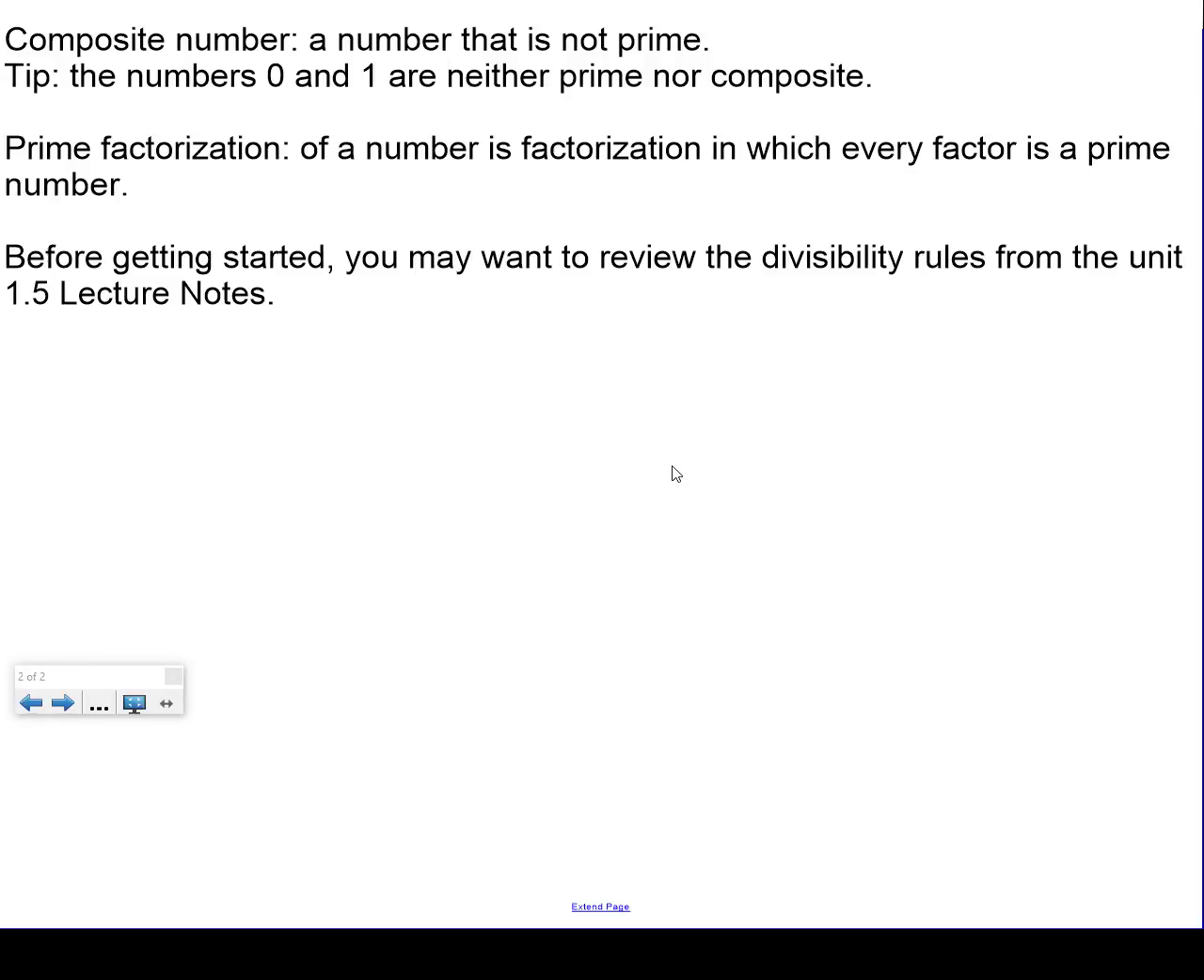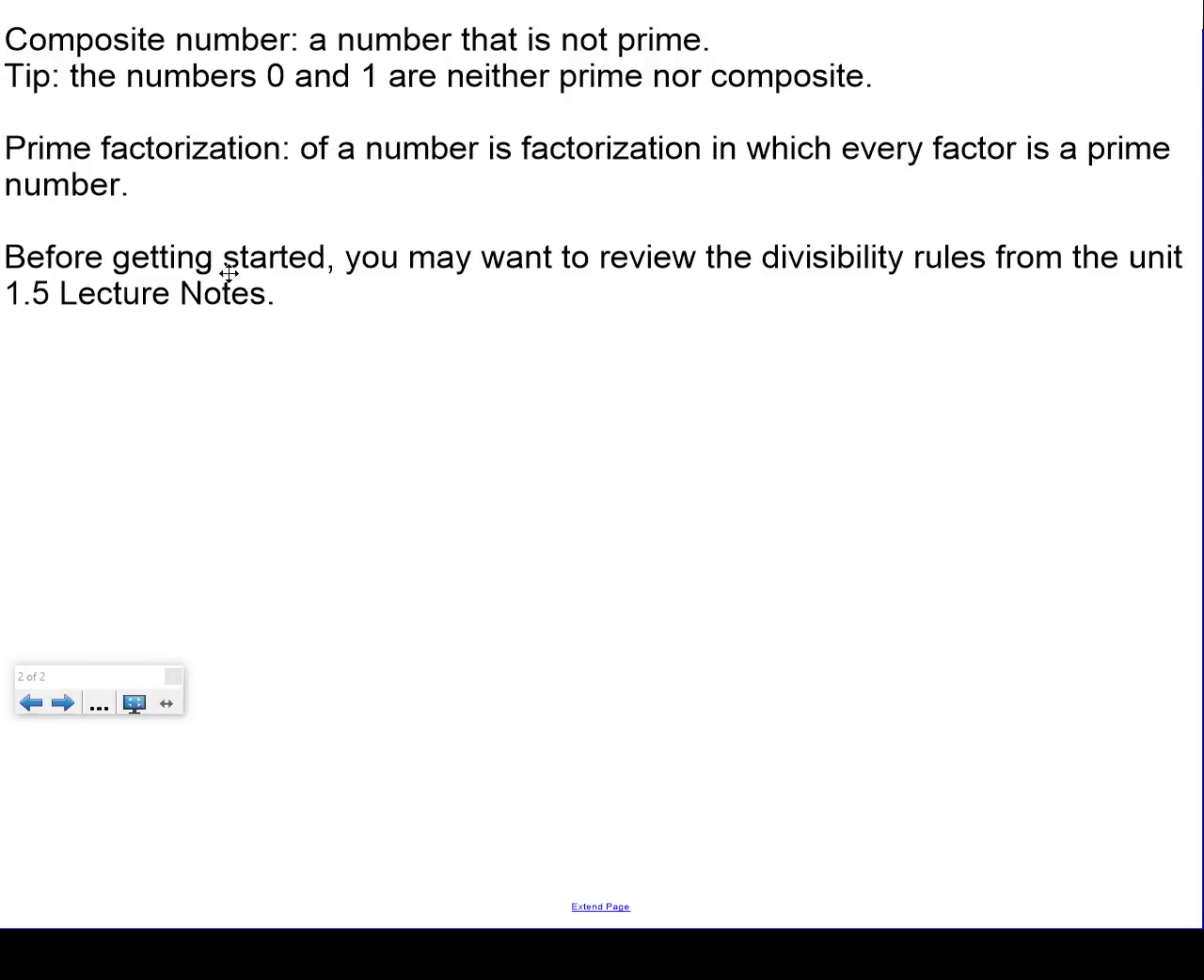But there's a little tip here, and it says that the numbers 0 and 1 are not prime, and they are also not composite. They're kind of a standalone by themselves. Prime factorization is factoring like we've done at the very beginning where we found the factors of 10. But it means that all of the factors that you would find for your answer would have to be prime numbers. Okay, and I'll show you how to do that in just a minute, but there's your definition.